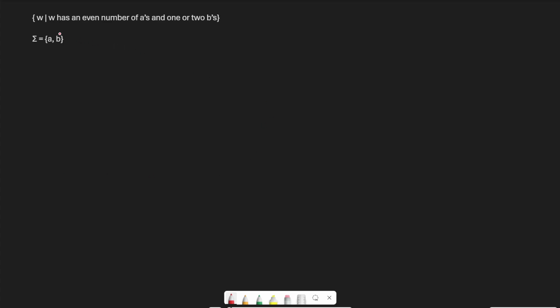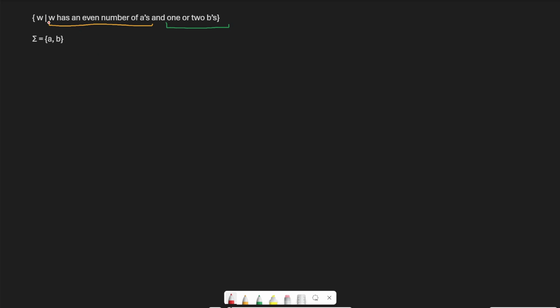Let's create a DFA for this language W, where W has an even number of A's and 1 or 2 B's. So one of the first things we can notice when looking at this language is that it is the intersection of two languages. We have this first language where W has an even number of A's, and we have the second language where W has 1 or 2 B's. We need to understand the DFAs for both of these, and then we can combine them into one DFA. That makes it easier if we understand the root of the problem.